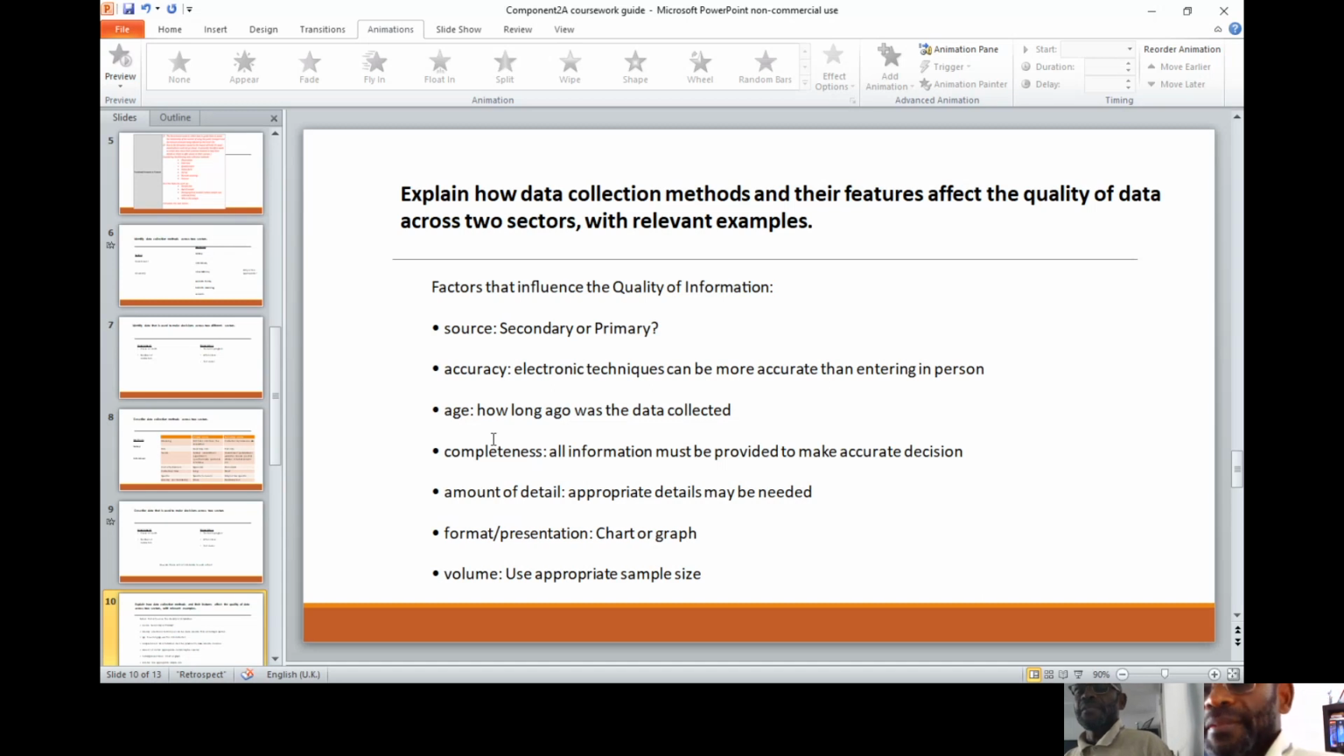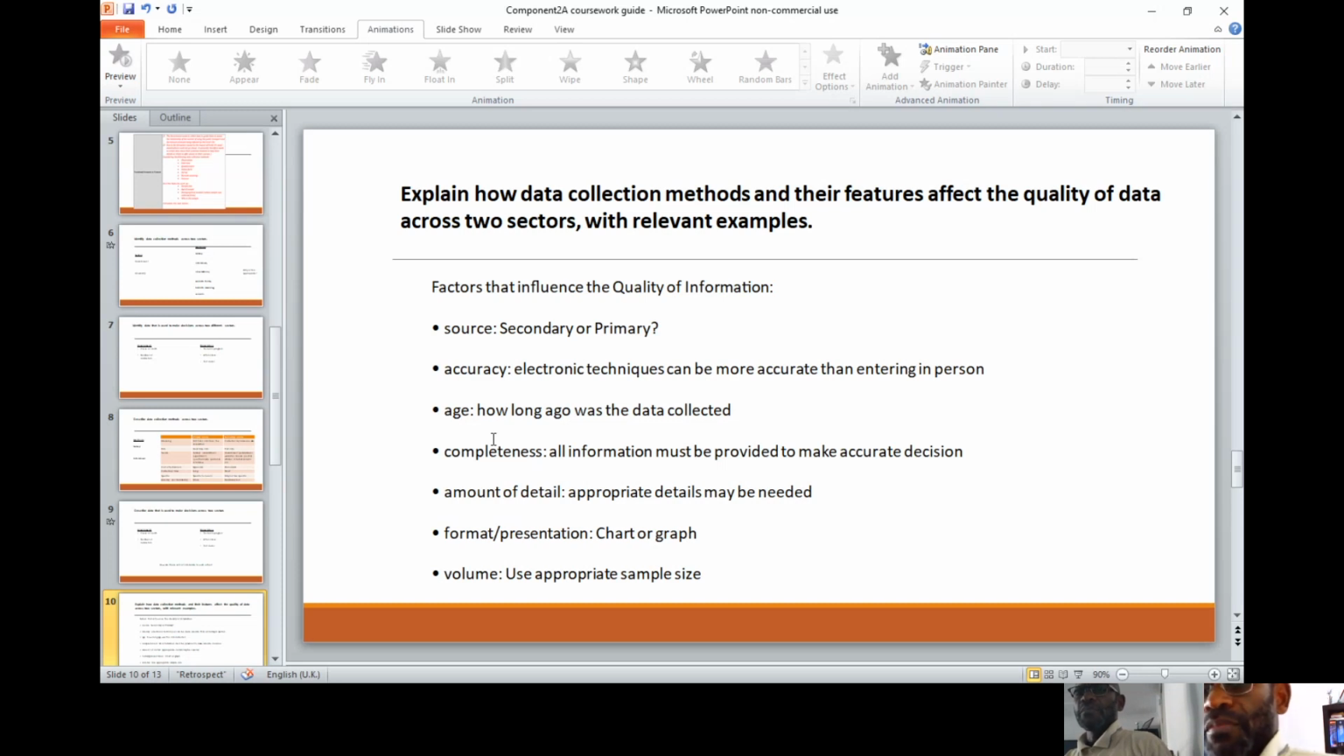Then the completeness. You should be able to get all the information you need. All information must be provided to make an accurate decision. And the amount of data, you have to get the appropriate details that may be needed. Then how that data is going to be presented. What are you going to use, chart or graph? All this can make it easier for people to understand what you're trying to portray.